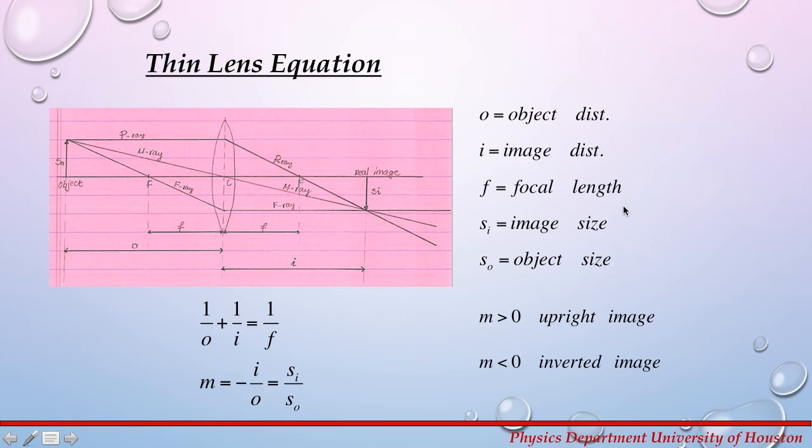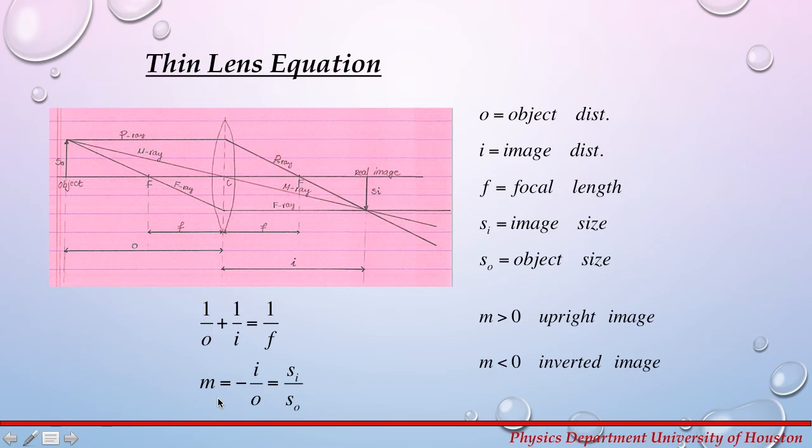Now, knowing these quantities, for example, if we know the object distance and image distance, we can calculate the focal length of this lens using the thin lens equation that states that 1 over O plus 1 over I is equal to 1 over F. Furthermore, we can calculate the magnification of this lens using this equation. It is the negative image distance divided by the object distance, and it is also equal to the size of the image divided by the size of the object.